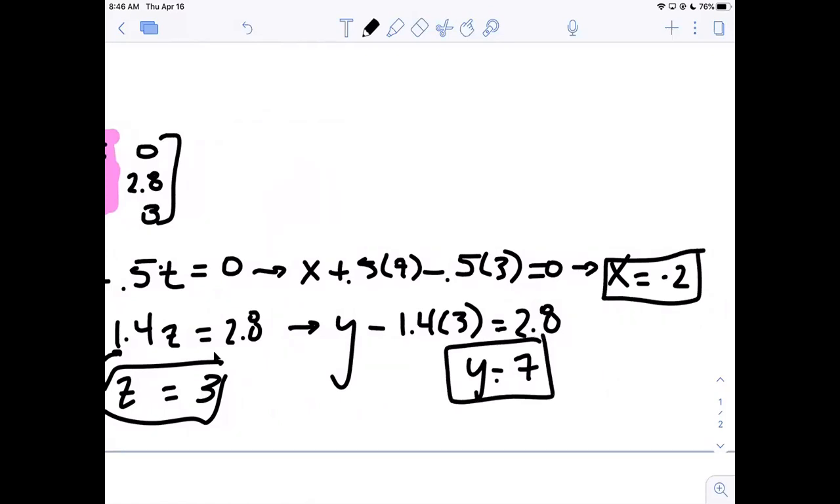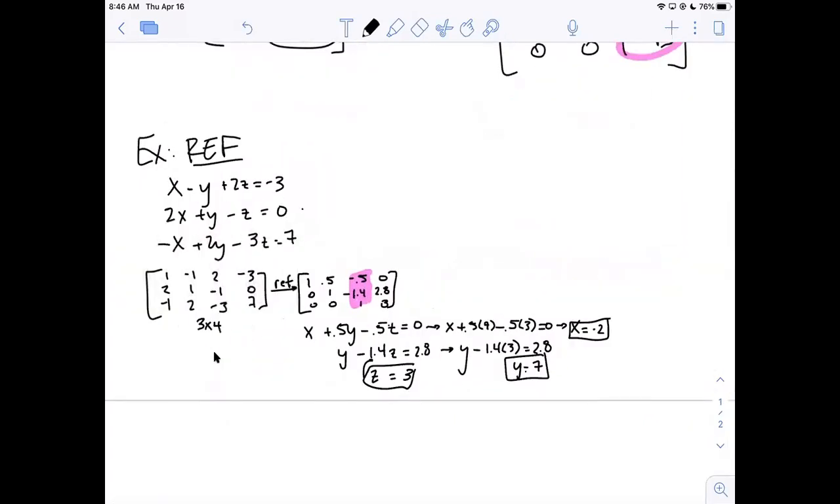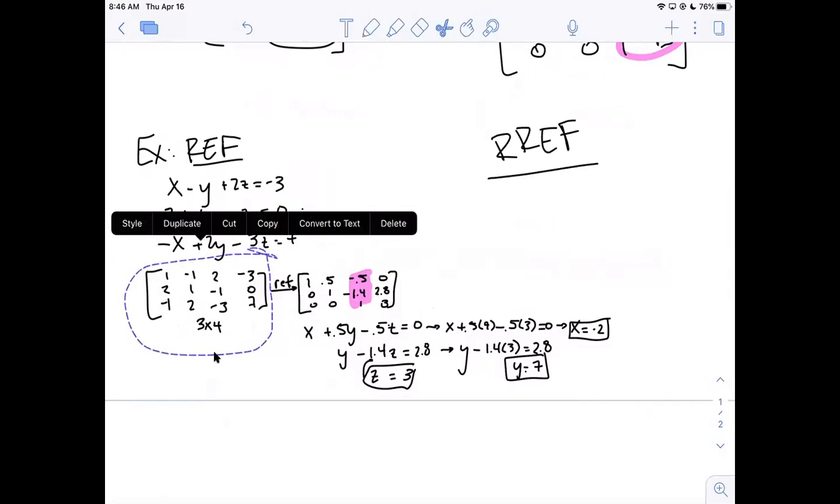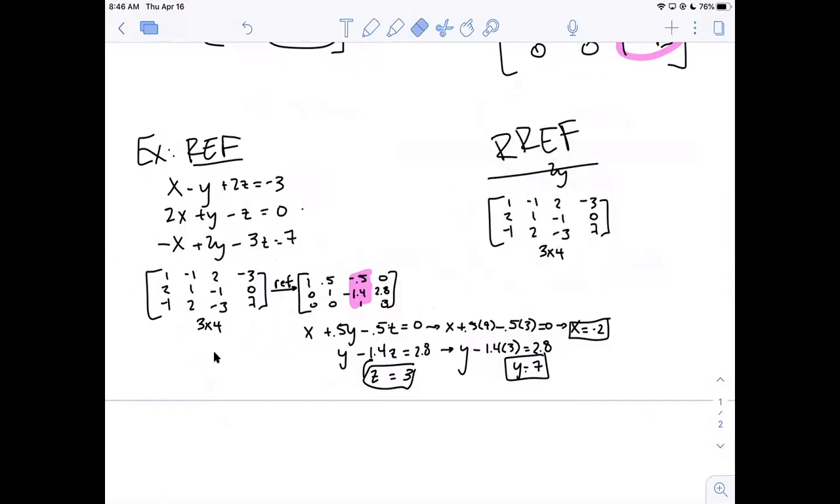I'm going to jump back to my calculator, and instead of pressing REF, I'm going to press RREF. And I'm going to go directly from this matrix to hopefully an answer. So it will be 1, 0, 0, something, 0, 1, 0, something, 0, 0, 1, something.